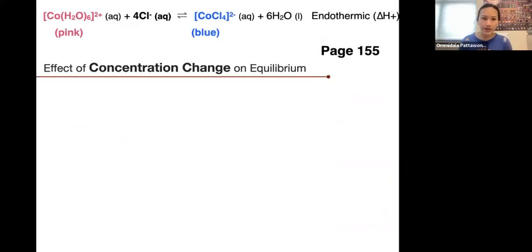Now let's take a look at an example to help you understand this concept better. This reaction involves the cobalt complex with water, which is going to produce a pink color. If this cobalt complex with water reacts with chloride ion, it's going to produce cobalt chloride, which is going to cause the color to change from pink to blue, and this is another product. Let's say that this reaction is endothermic.